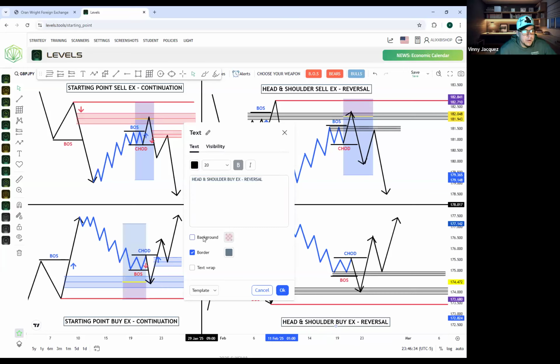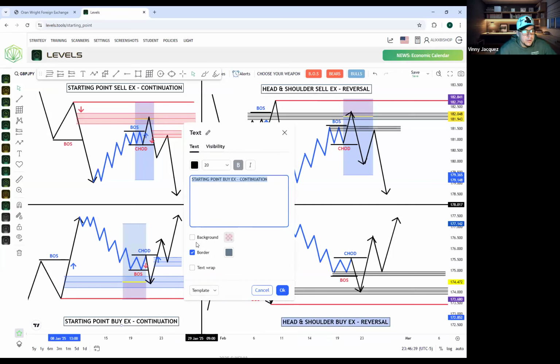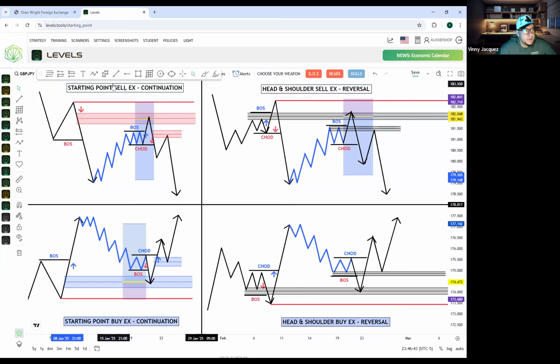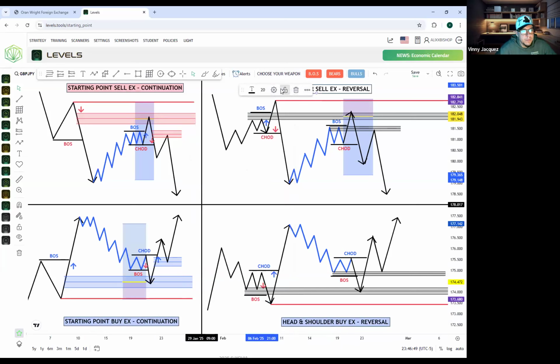Let me see, background. This is blue. Background is blue because these are buying examples. These are red, and this is red as well.